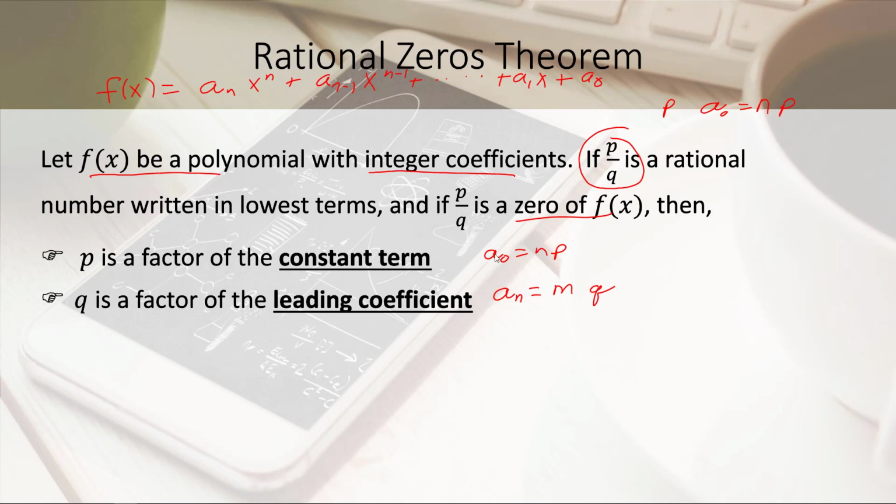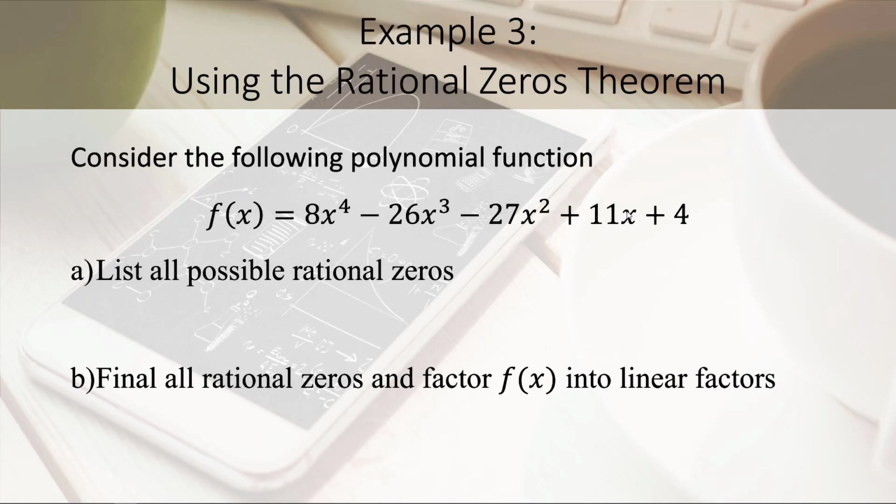So how does this work? Well, with this information, we can find factors of a sub 0 and factors of a sub n. We can look at all the possible ratios and evaluate each one using trial and error to see which one is a 0. Once we have found one or possibly two, we can use the rest to completely factor the equation. So how is this going to work? Well, let's find out with this particular example.